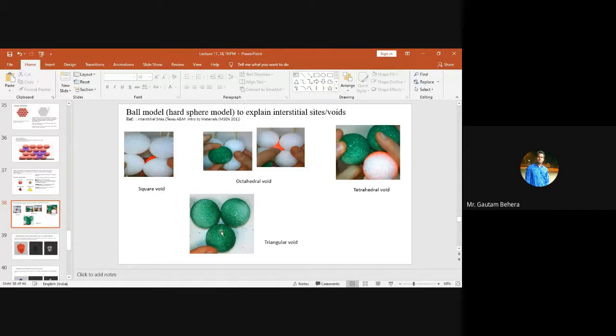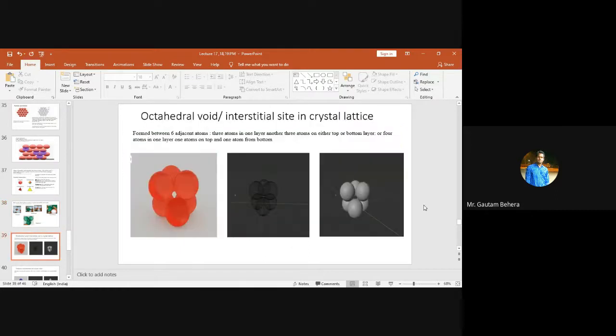So triangular void, just have a look. This is a triangular void. Only 3 atoms are there, right? So you can consider 8 atoms will form a square void, 6 atoms will form an octahedral void, 4 atoms will form a tetrahedral void, and 3 atoms will form a triangular void. Right? Now this 3D image will give you clearer answers to all your doubts.